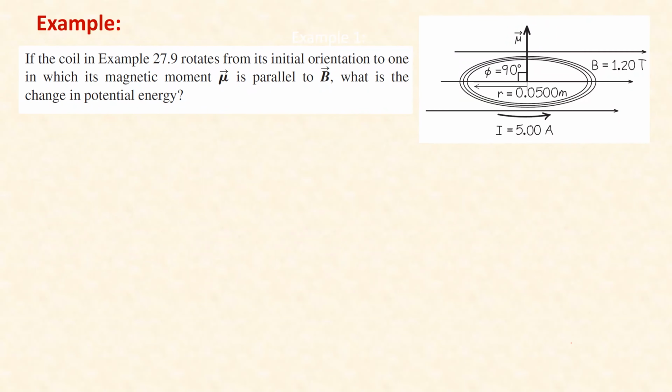And this example says the coil in the previous example rotates from its initial orientation to one in which its magnetic moment mu is parallel to B. What is the change in potential energy? All right. Yes, the time is over. We'll leave that for later.